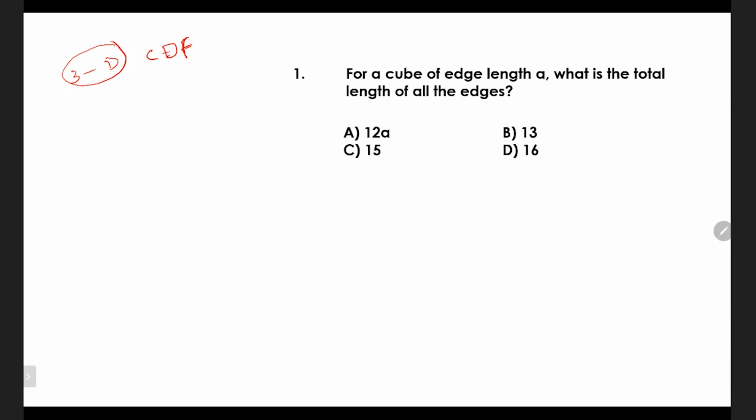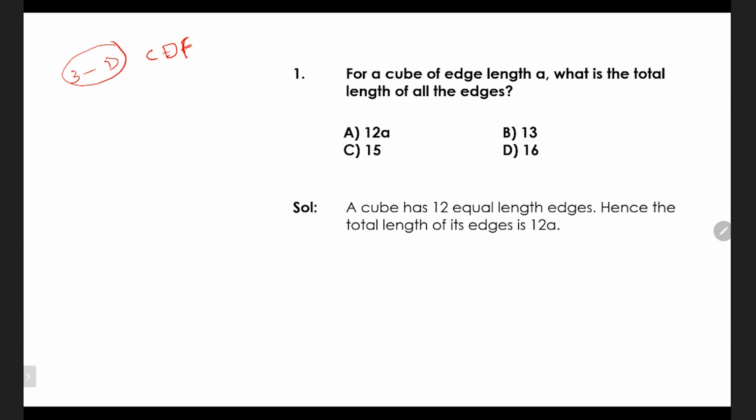For a cube of edge length A, what is the total length of all edges? Total length of all edges means how many edges will be there. I'm taking a cube because you said cube. Now you see this is the base: 1, 2, 3, 4. Then the top: 5, 6, 7, 8. Now you see 9, 10, 11, 12. So 12 edges you have.